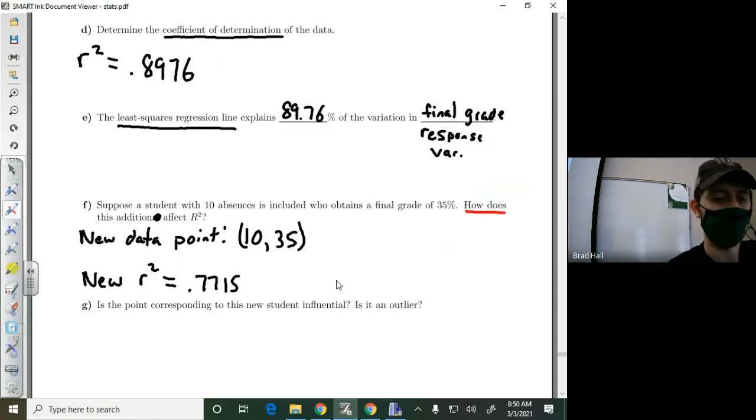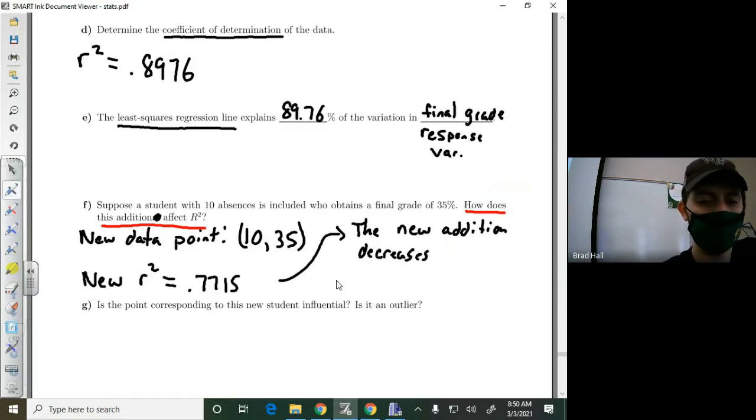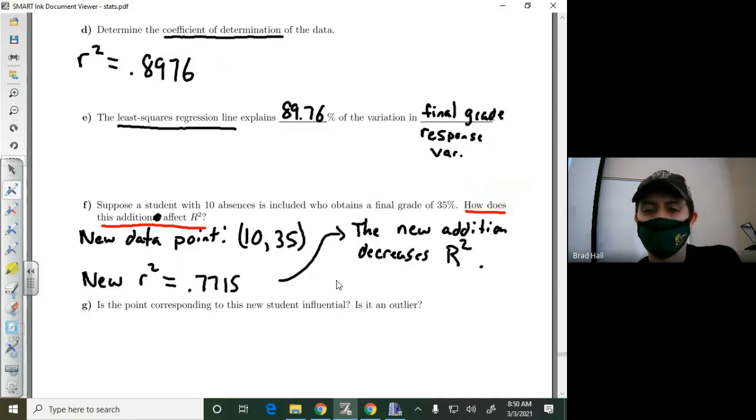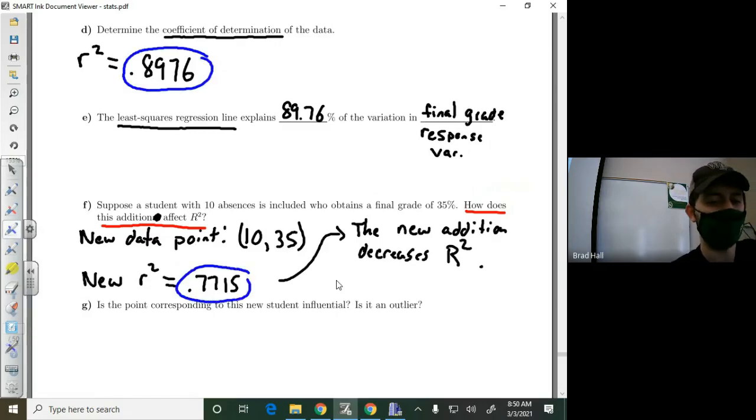So how does this addition affect r squared? The new addition obviously decreases r squared. And again, it doesn't matter, capital R, lowercase r, it's the same thing. The new addition decreases r squared. As we can see, r squared was originally 0.8976, and then it came out to be 0.7715. It's a drastic decrease.